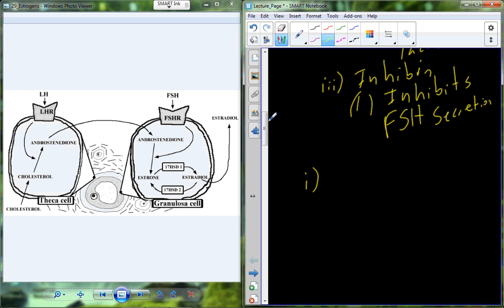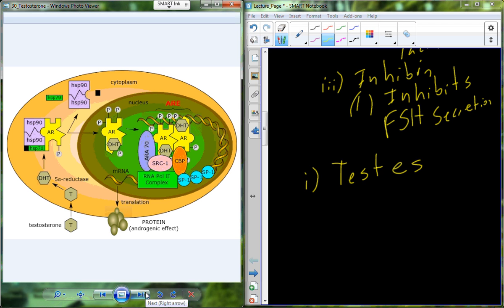Okay, final endocrine gland here. These are going to be the testes. Now the testes are going to produce primarily testosterone, but they actually do, in some cases, produce a few other hormones as well, or are going to result in the production of a few other hormones.